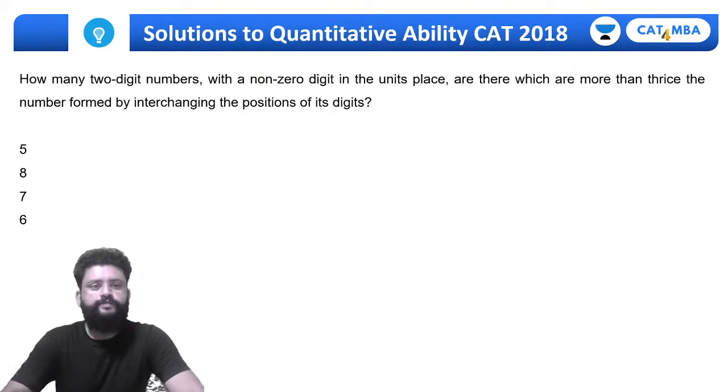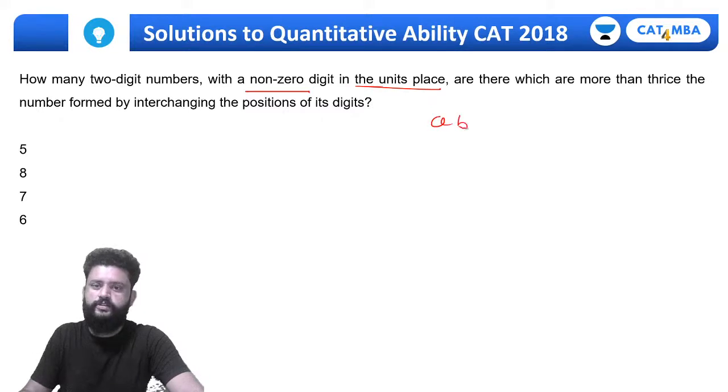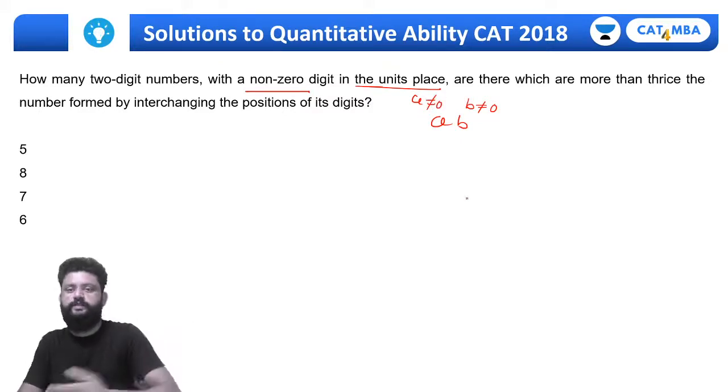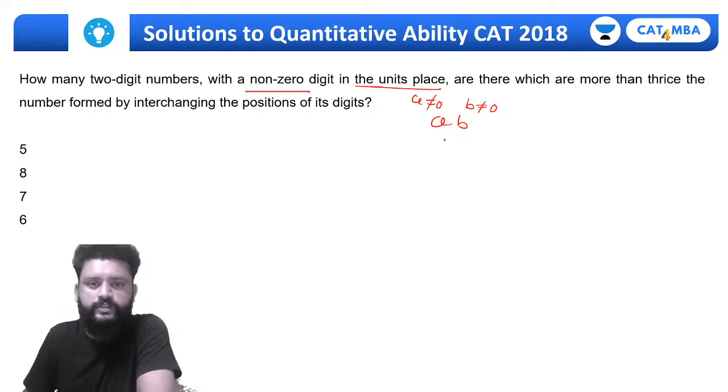Let's go for the next. How many two-digit numbers with a non-zero digit in the units place? So let's say AB is a two-digit number and B is not 0. Definitely A is not 0, because that is a two-digit number. So the first digit of a two-digit number cannot be 0.